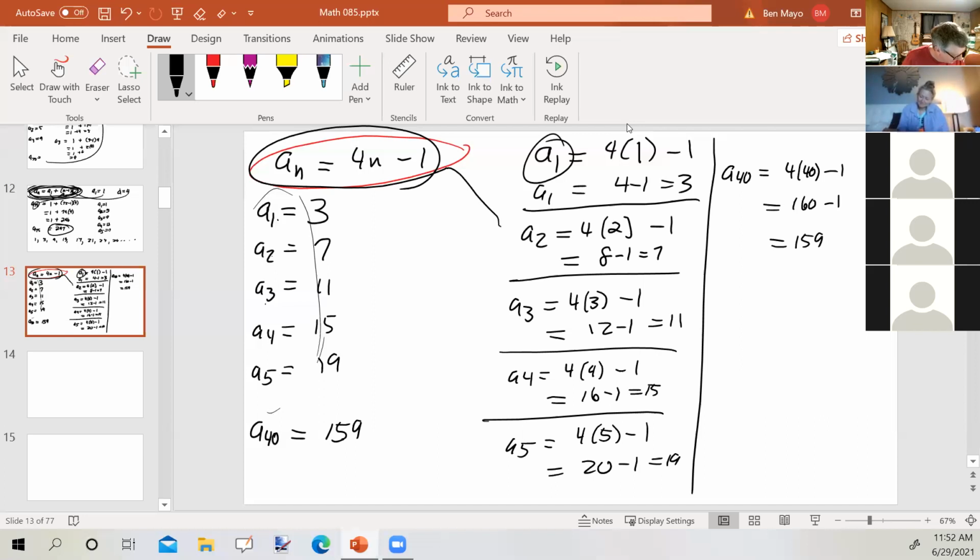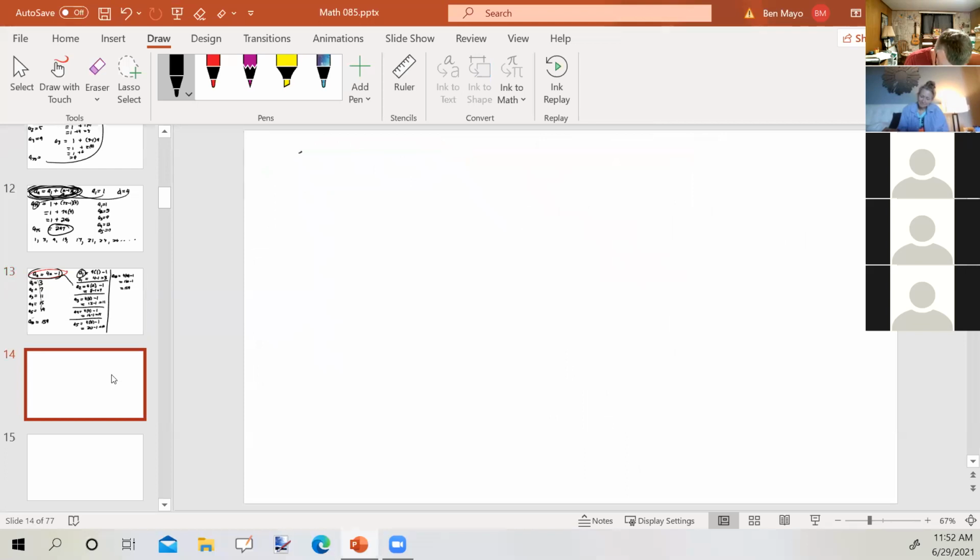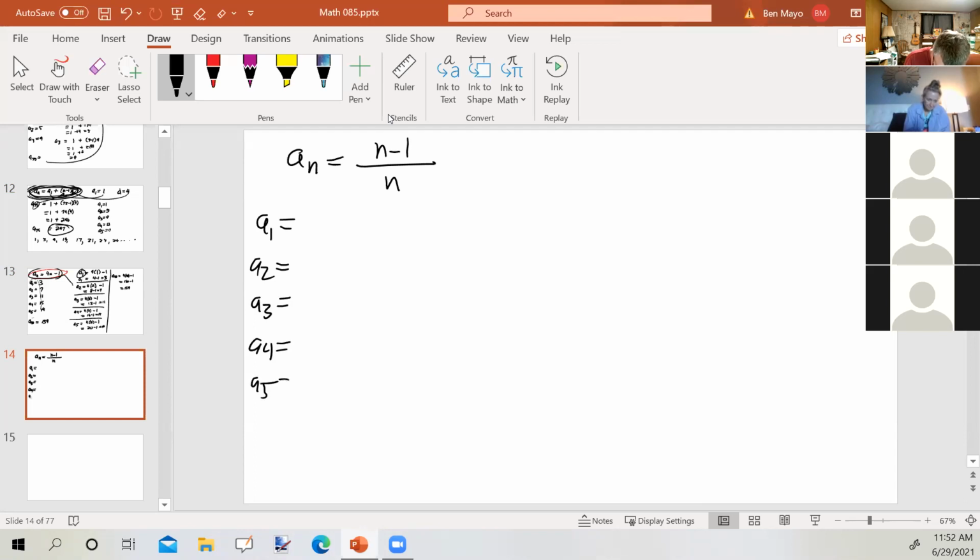Here is another problem. This one says a sub n equals n minus 1 over n. We are to find the first 5 terms, so a sub 1, a sub 2, a sub 3, a sub 4, a sub 5, and then it says to find the 12th term.